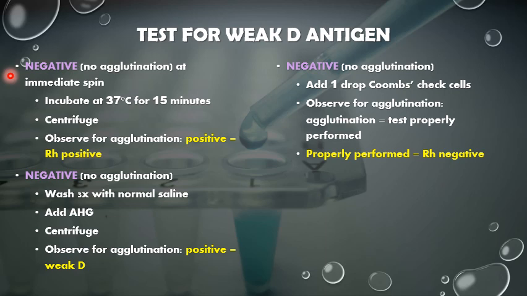If still no agglutination, wash the tube 3 times with normal saline, add 1 drop of AHG, centrifuge it for 15 seconds, and then observe for agglutination. Presence of agglutination is positive, meaning there is a weak presence of D antigen.